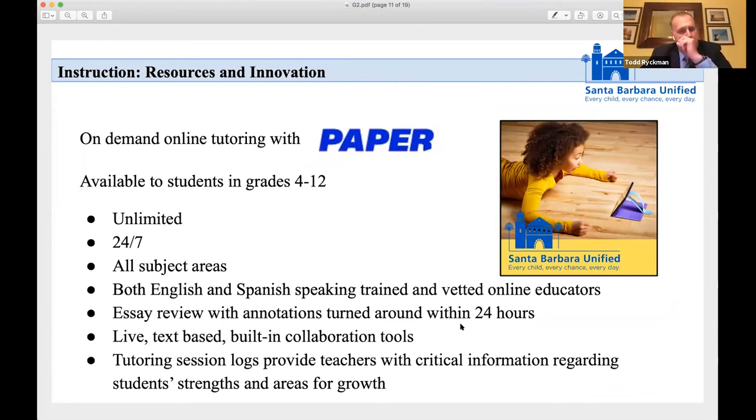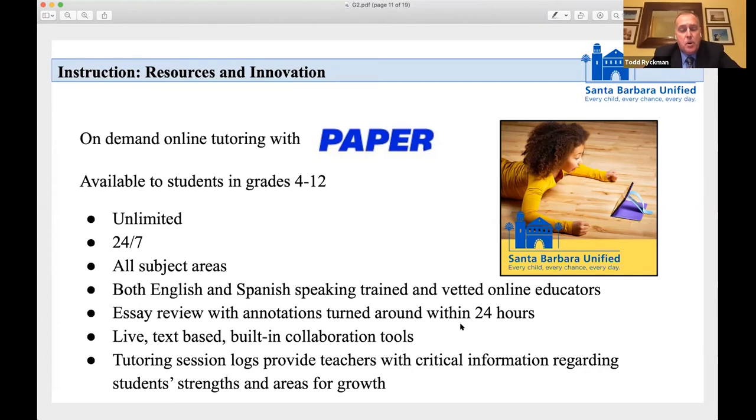One of the platforms that I'd like to spend some more time talking about is a platform called Paper. For those who have students in the district, you might have heard the name GradeSlam. So Paper was formerly GradeSlam. They've just changed their name. And Paper is a platform that provides unlimited tutoring to students, 24 hours a day, 7 days a week in all subjects.